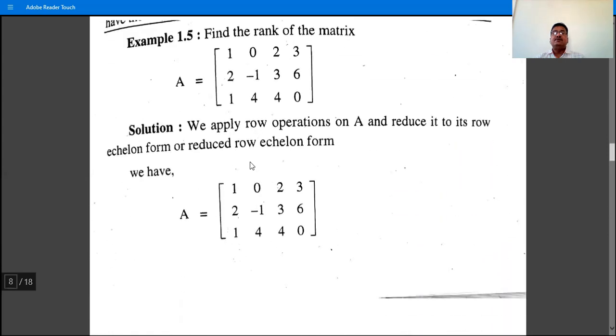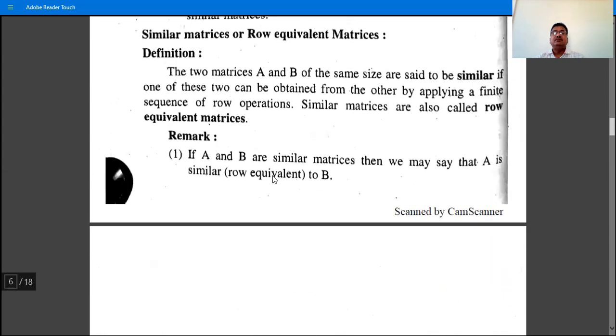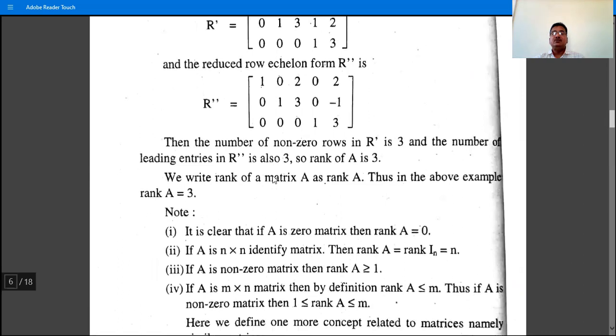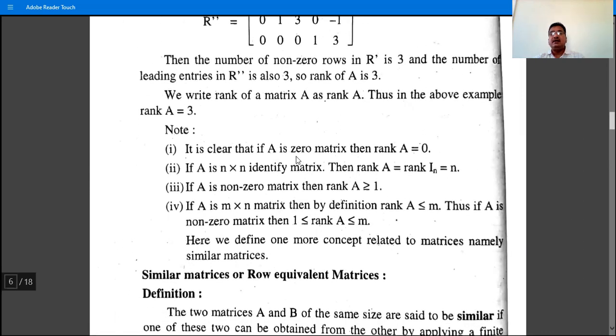These are some examples of the rank of a matrix. Before that, let us see these notes. It is clear that if A is a zero matrix, then the rank of A is 0. That is, if all the entries in the matrix are 0, then the rank of that matrix is 0.